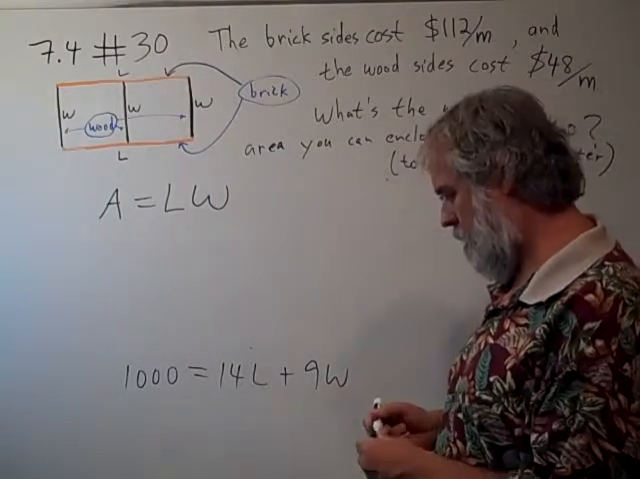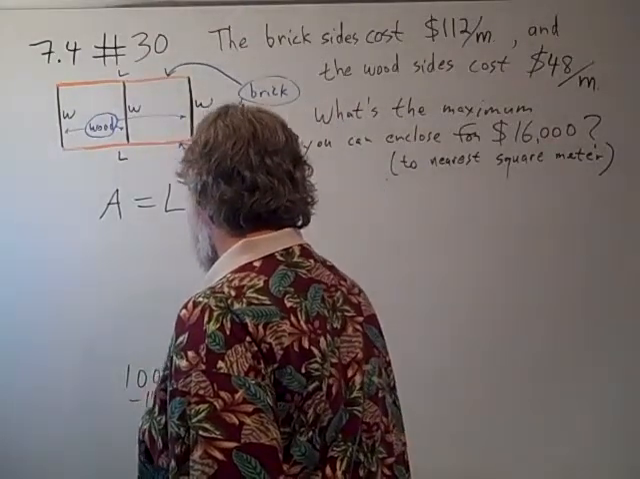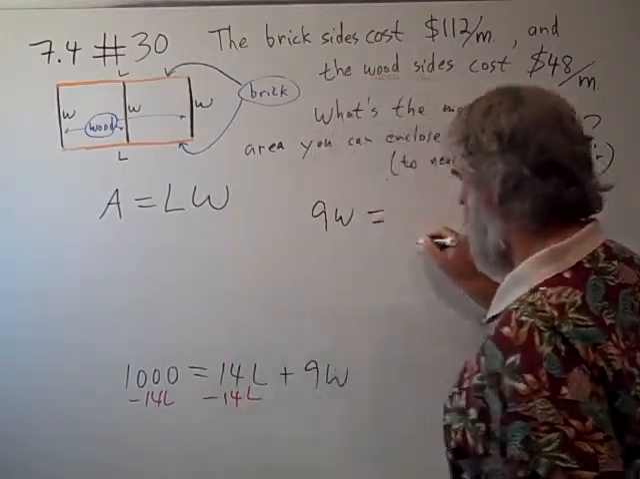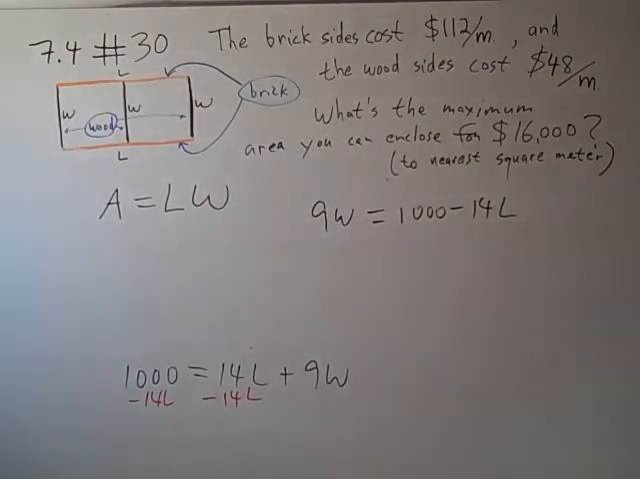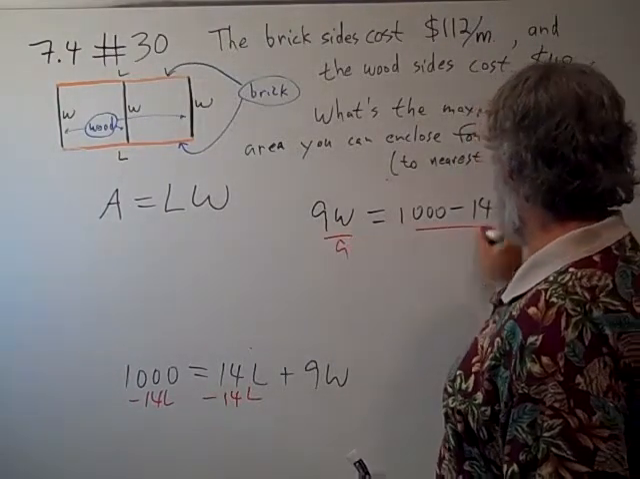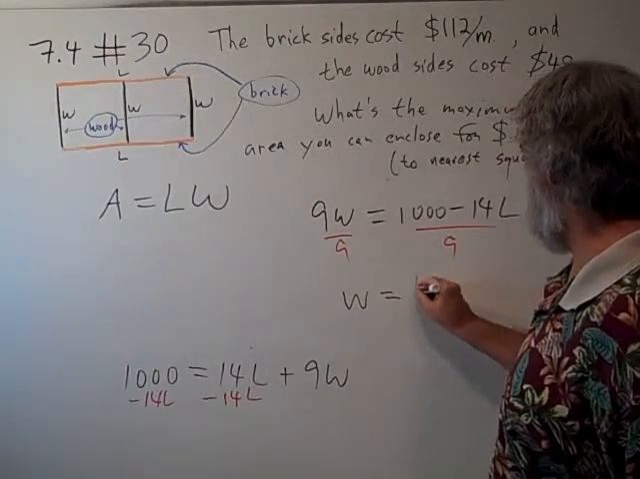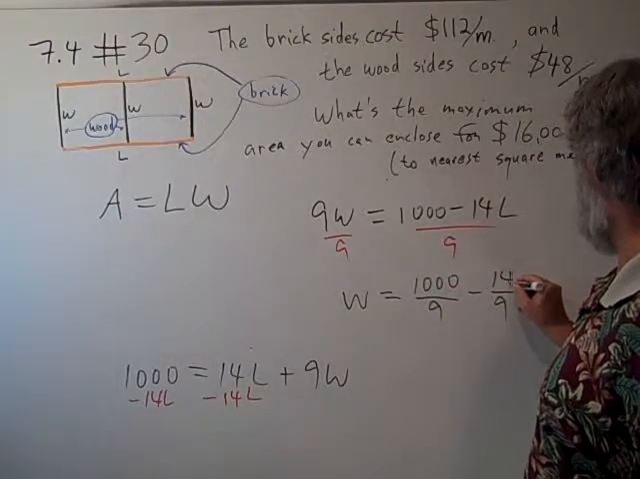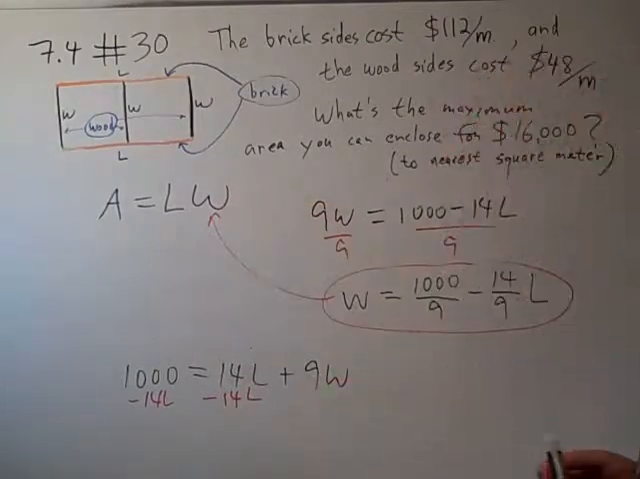So if we solve for W, we have to take 14L from both sides. And we get that 9W is equal to 1,000 minus 14L. And if I divide both sides by 9, we get that W is equal to 1,000 divided by 9 minus 14 divided by 9 times L. And now, with this, we're going to substitute this equation into the area equation.